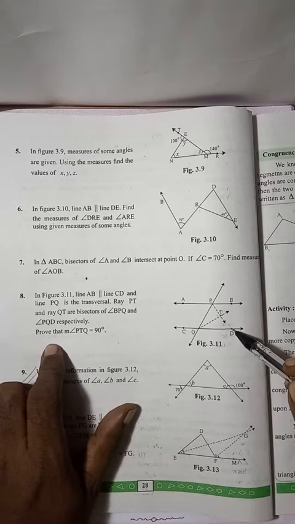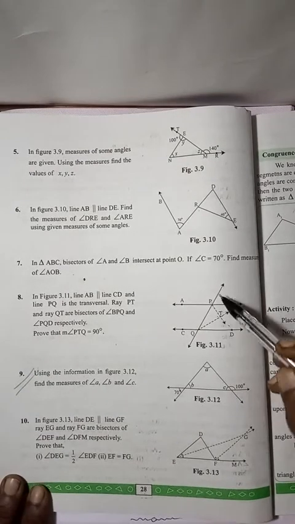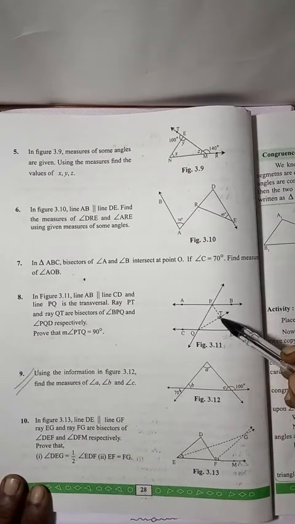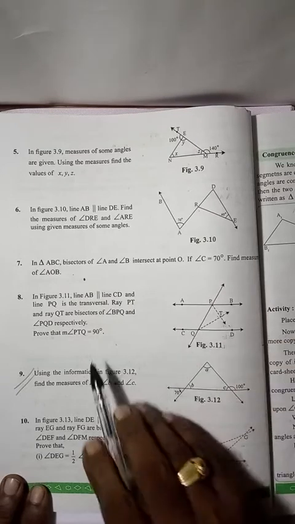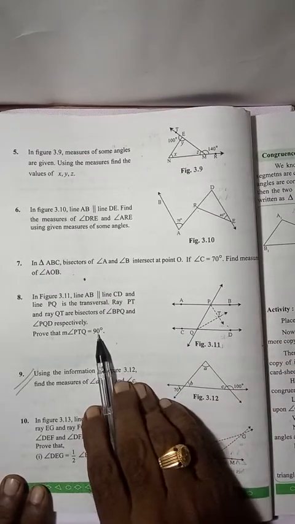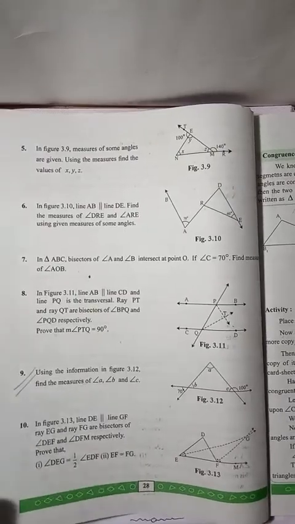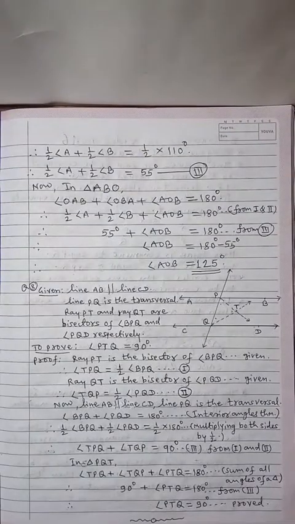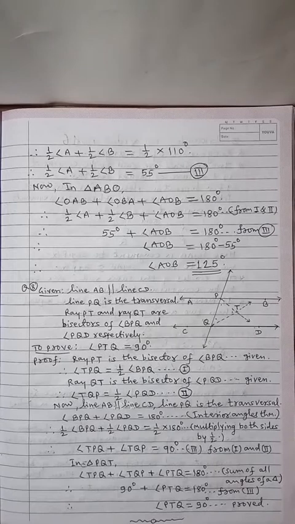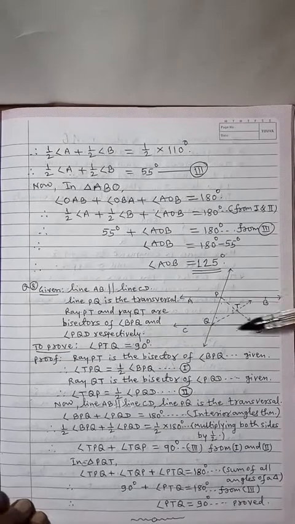To prove, what to prove? Measure of angle PTQ is equal to 90 degrees. This result we have to prove. So let us see the proof. Here it is the figure. Yes, this one is the figure.